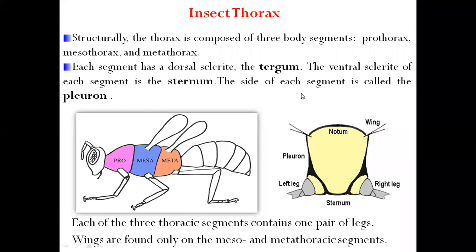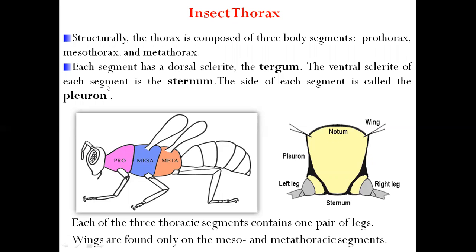Hello dear all. So today we are going to discuss the next topic. The topic is the insect thorax, and we have to discuss the thoracic region and some appendages. Structurally, it is the middle part of the body, composed of three body segments, namely prothorax, then mesothorax, and then metathorax.